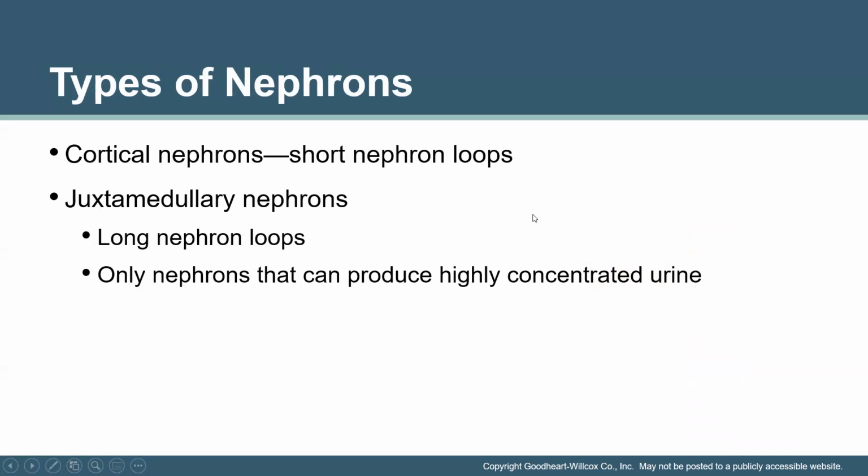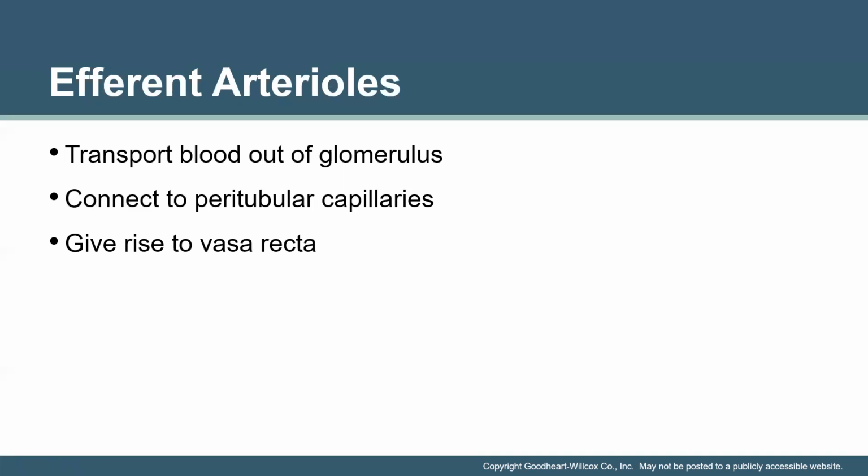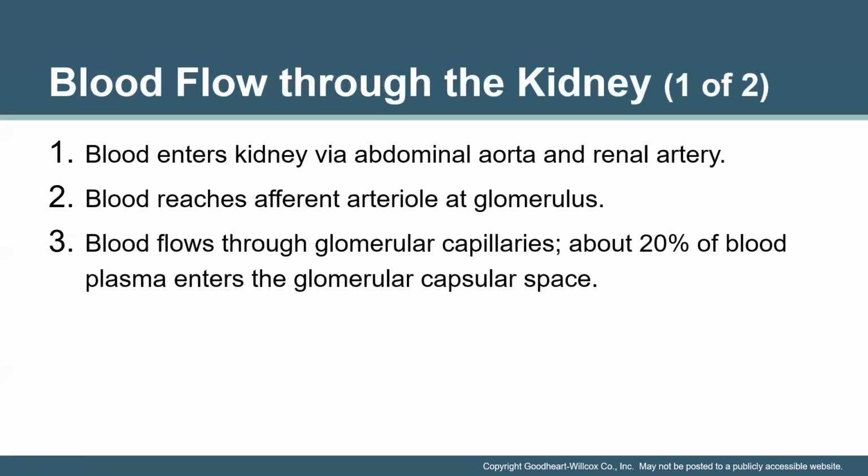When we talk nephrons, we have to understand there are cortical nephrons. These will have a shorter nephron loop, and then we have juxtamedullary nephrons, which have longer nephron loops. Only nephrons that can produce highly concentrated urine are the juxtamedullary nephrons. We mentioned the efferent arterioles. These will transport blood out of the glomerulus. They will connect to the paratubular capillaries, which I mentioned, wrapping all around the tubes, which will eventually give rise to that vasa recta, which I mentioned also.